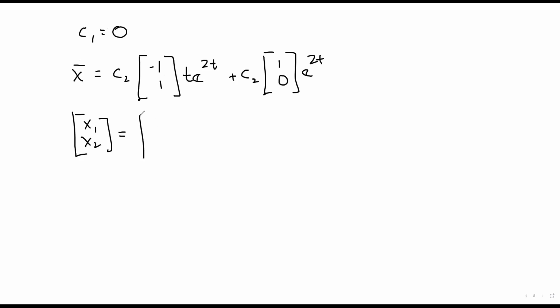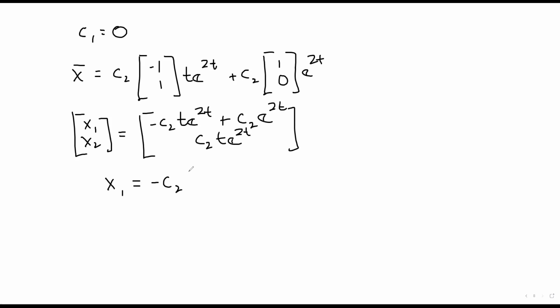equals negative C2 t e to the 2t plus C2 e to the 2t over C2 t e to the 2t. And so we're going to get x1 equals negative C2 t e to the 2t plus C2 e to the 2t, and x2 equals C2 t e to the 2t.